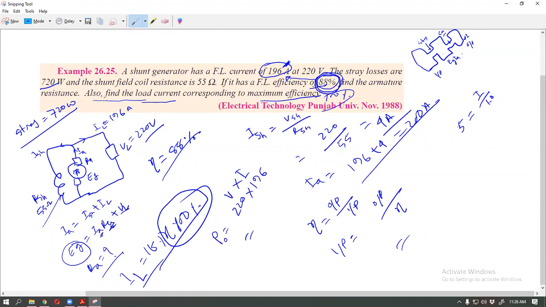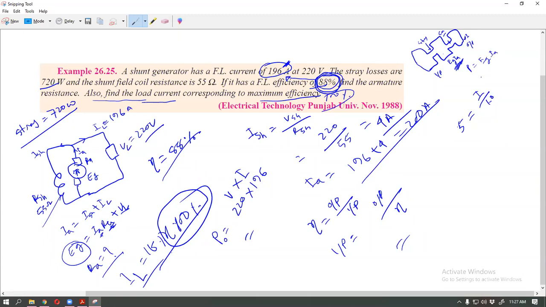So if you find the efficiency, then this is the value, output by input. Then if you understand the input value, then input value minus still loss gives this value, and this value is EaIa. So EaIa is clear. Then this power is equal to EaIa.